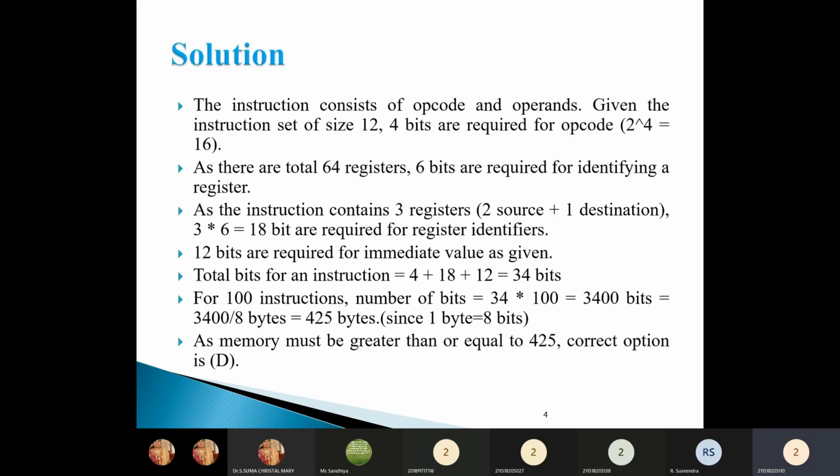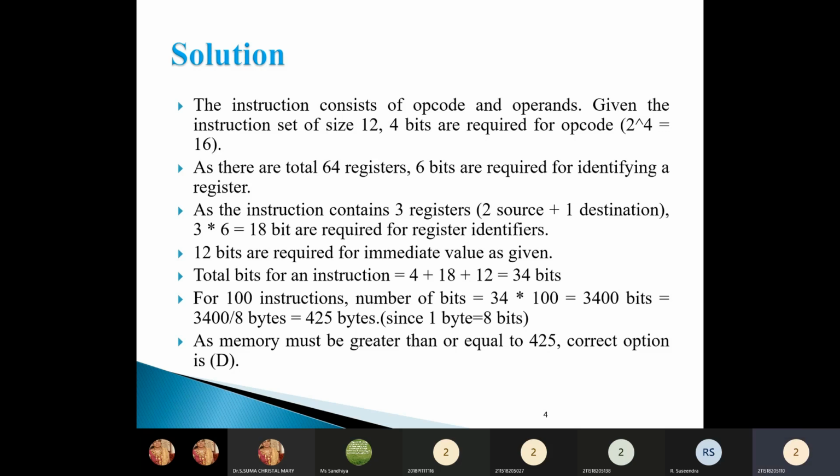So here is the solution. Let's discuss the solution now. The instruction consists of an opcode and operands. Given that the instruction set size is 12, 4 bits are required for the opcode. We also know from the fourth line that there is a 12-bit immediate value.